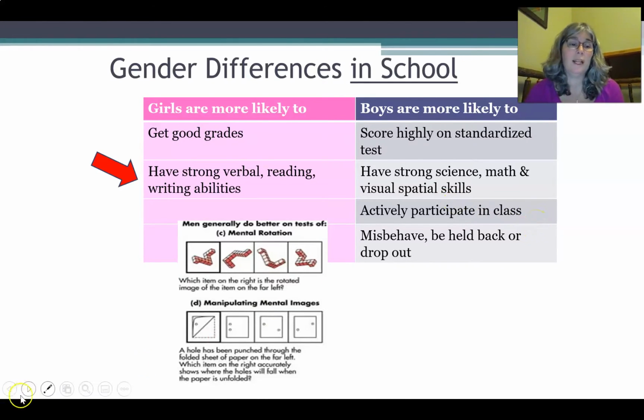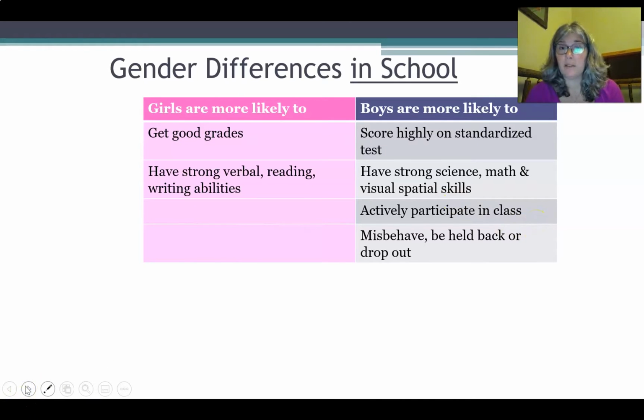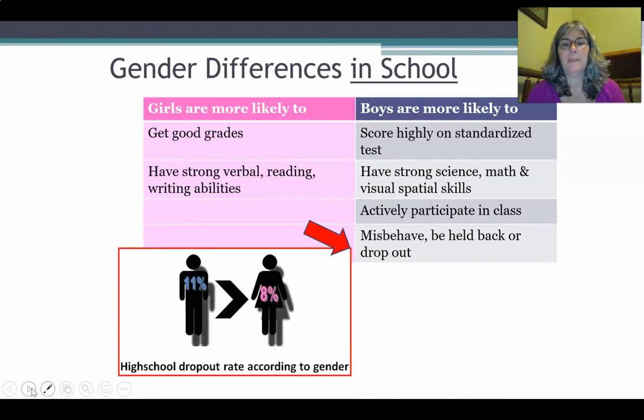Males are also more likely to actively participate in the classroom. So they're more likely to volunteer and help out their teachers, but they're also more likely to act out, to get in trouble, to be held back a grade, or to even drop out and not graduate. And here's some data to back that up. So when it comes to the high school dropout rate, it's not a huge difference, but it is statistically significant for my mathematician folks out there.